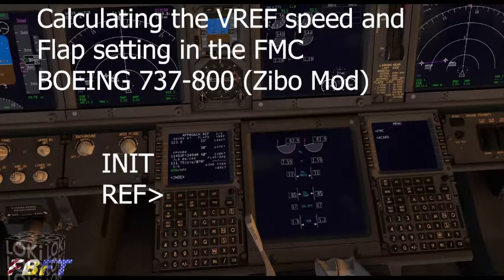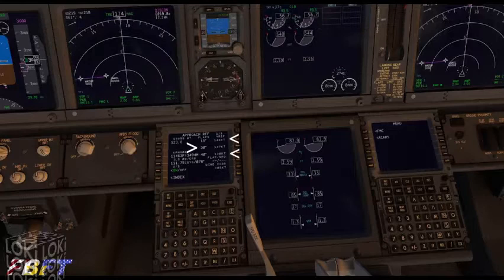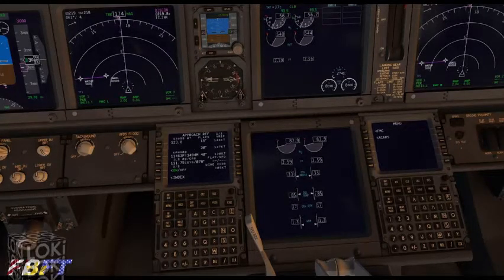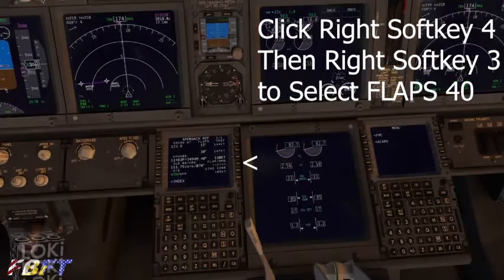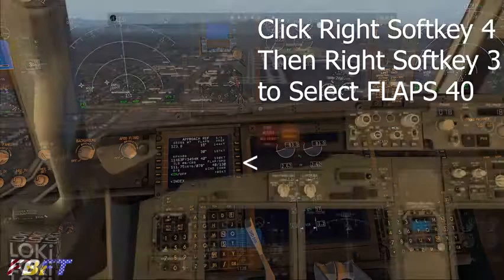And from here, we're going to make about 2 selections, which will set the bugs for us, as well as giving us the references we need to know for the speed for the given flap setting. It's doing this by calculating the speed we need for the weight the aircraft is currently at. You can see options are given for flaps 15, 30, and 40, and the speeds for those. I'm selecting flaps 40 by clicking the 4th key and then the 3rd on the right to fill it.